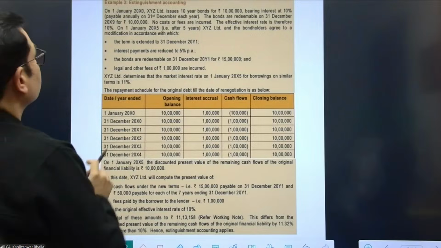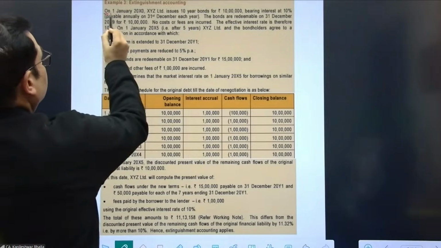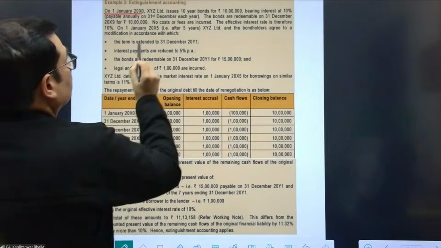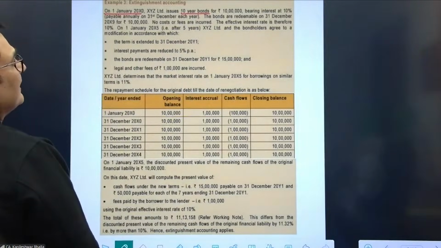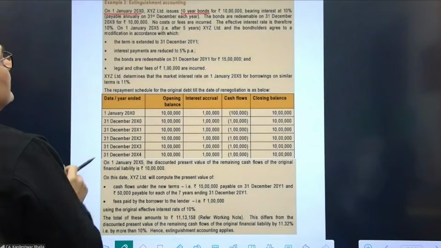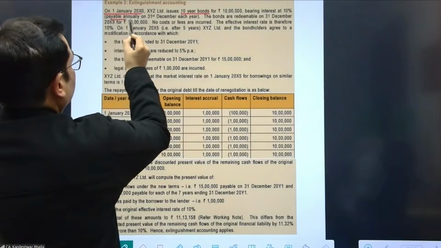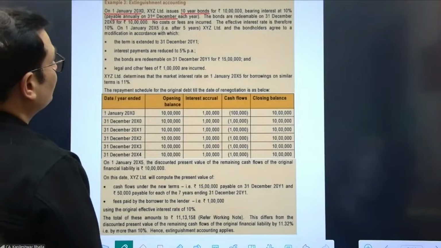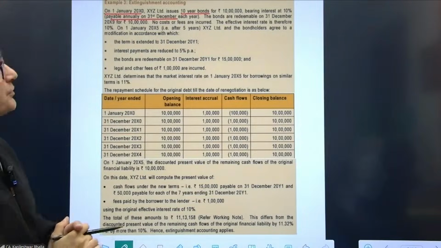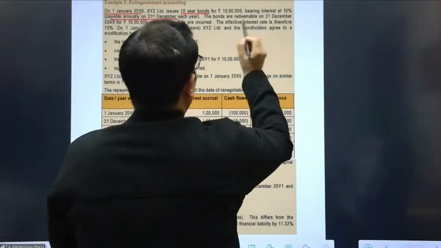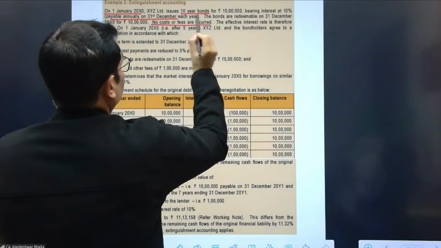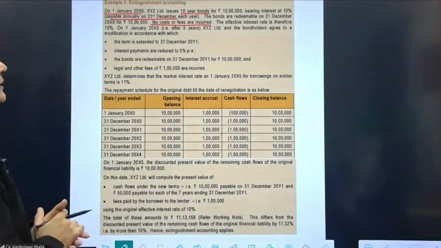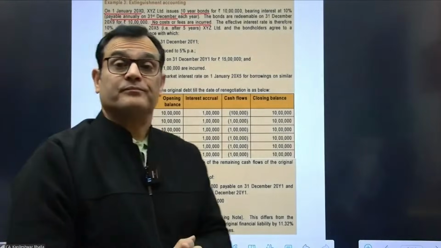It says, on 1st January X0, XYZ issues 10-year bonds for 10 lakh rupees, bearing interest at the rate of 10%, and the interest is payable every year on 31st December. So the interest is paid in arrears. The bonds are redeemable on December X9 for 10 lakhs, and there is no cost or fees incurred. So no cost or fees means no transaction cost, no processing fee.